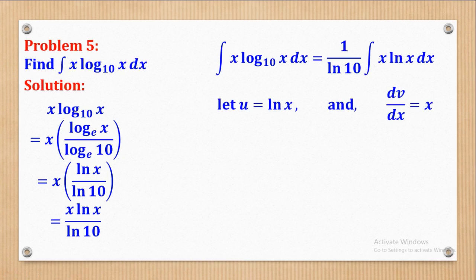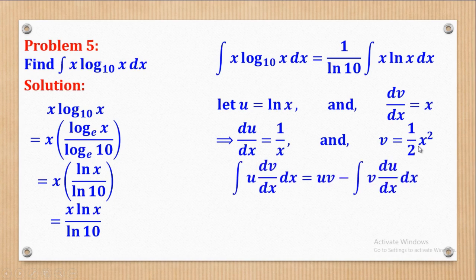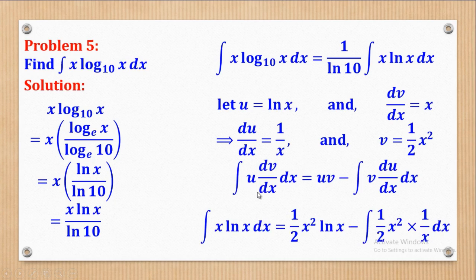And in this case, the one which is not a polynomial cannot be easily integrated. Therefore, we have to let it be u, and this polynomial will be equal to dv dx. Now, when I differentiate this, I'll come up with 1 over x. And when I integrate x, I'll come up with a half x squared. Now that I've got that, I have to remember the expression for integration by parts and substitute.